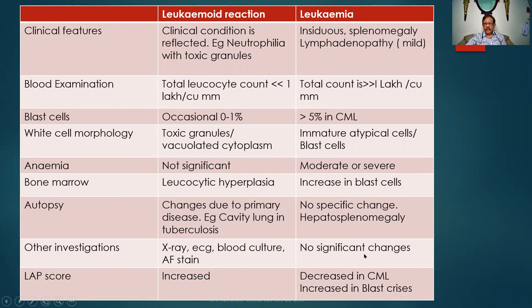There are no such changes over here. LAP score is increased in leukemoid reaction, decreased in a case of CML, but it can get increased in blast crisis. So this particular tabular column, 100% you people will have to write.